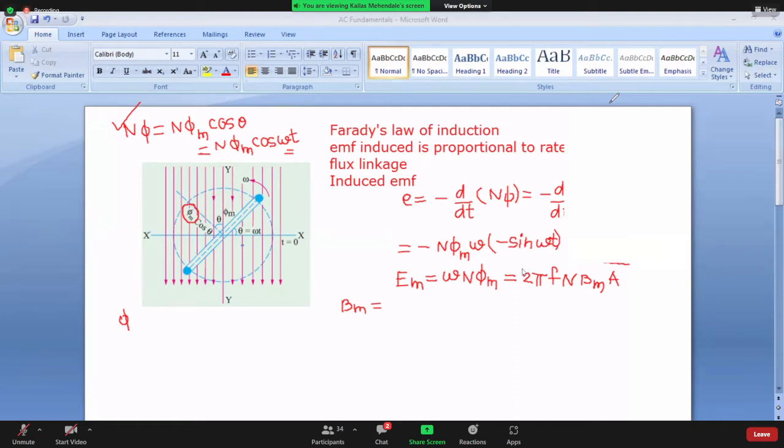Can you repeat the last step where you wrote Em, omega, and phi on one side? This whole thing is a constant, and that gives the maximum magnitude of induced EMF, right? So omega N into phi m has been put up as the induced EMF. So therefore E, that is EMF capital E with suffix m, has been equated with this maximum value.